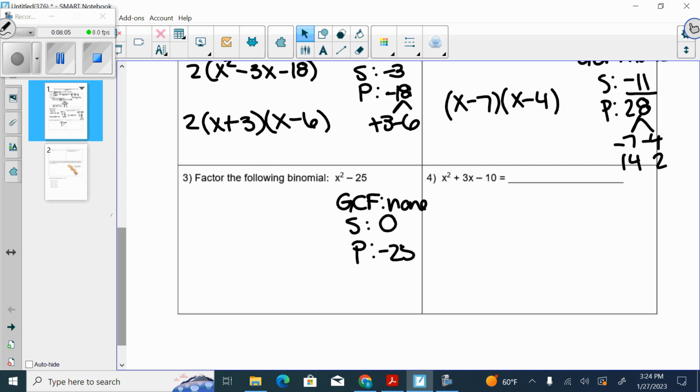Okay. So we need something that will multiply to give us negative 25. 5 and 5, and one of them has to be negative to multiply to give us a negative. Good. And they're supposed to add to give us 0. Is negative 5 plus 5 0? Yes. Okay, so there's our 2 parentheses. X minus 5 and x plus 5.